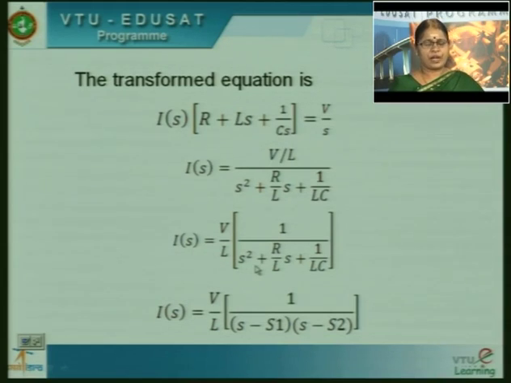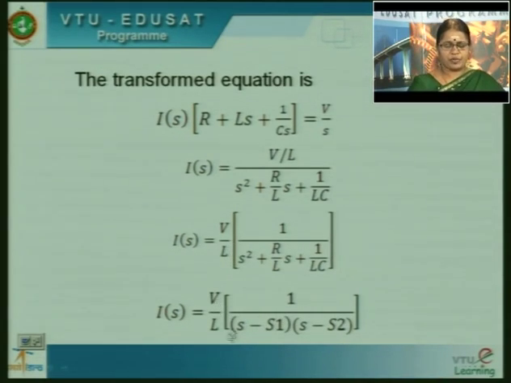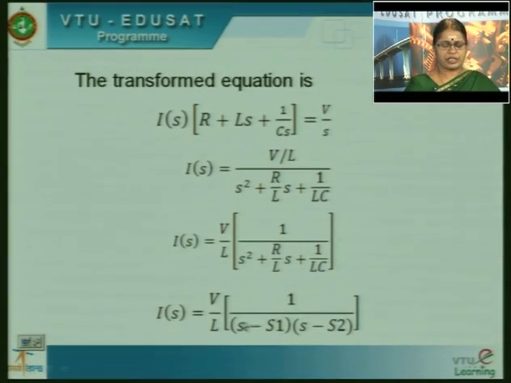Now, to find the Laplace inverse of this term, we need to bring it to a form where we can take the Laplace inverse. So, I can factorize this second order equation into two first order terms. Let us say one root of this equation is S1 and the other root is S2. So, this second order equation can be written in this form: V by L into 1 divided by S minus S1 into S minus S2.